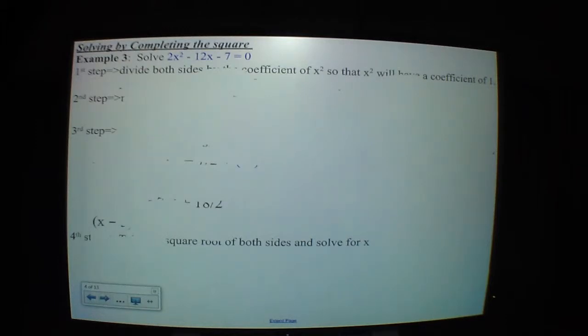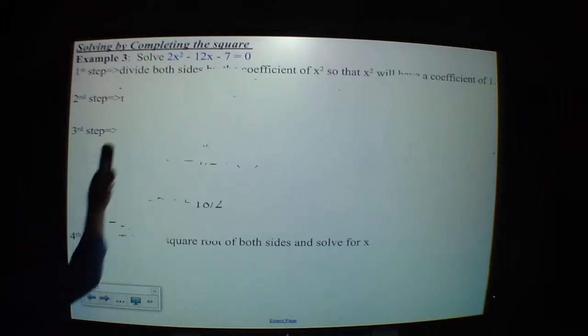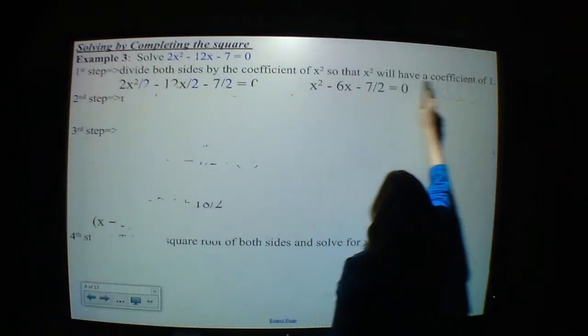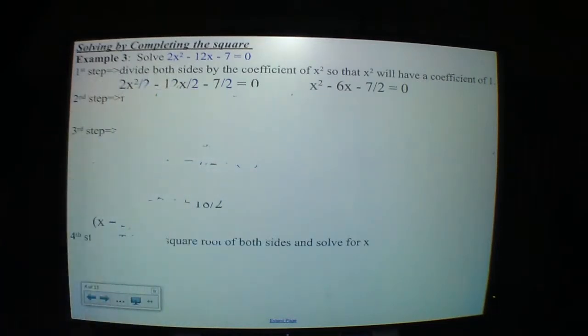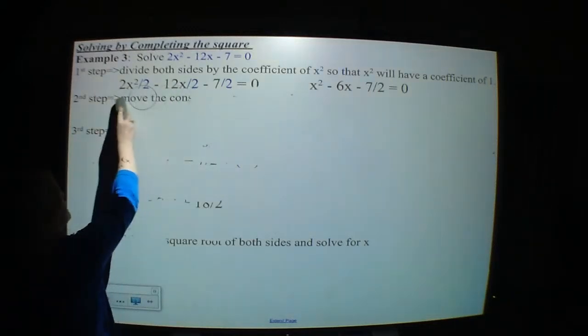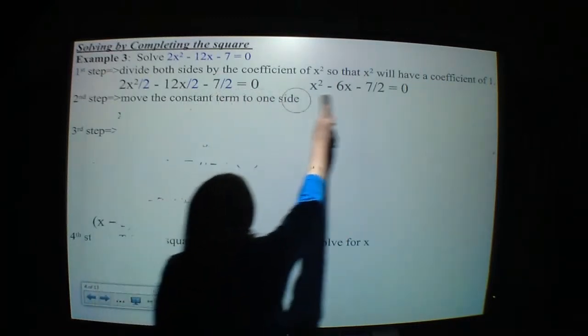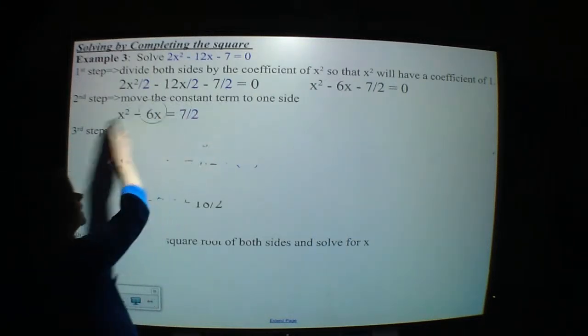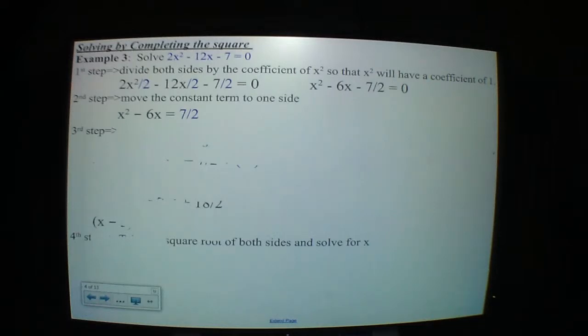So, to complete the square, the coefficient of your x squared has to be 1. This is not. So I'm going to divide everything by 2, because if I divide everything by 2, I will have a coefficient of 1. So I have x squared minus 6x minus 7 halves is equal to 0. Next step, I'm going to move the constant term to the other side. So then I have x squared minus 6x is equal to 7 halves.